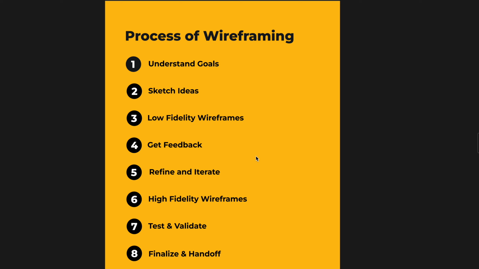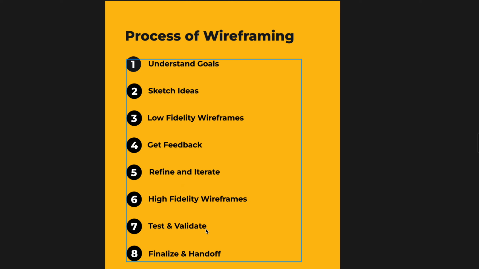Okay. Sixth point, high fidelity wireframes. As I said, at an initial stage, when you're sketching your ideas, you create a low fidelity wireframe, and post that you create a high fidelity wireframe. Once you have these high fidelity wireframes, you test and validate. Let's say you create a prototype, you try to test the entire user flow. You need to validate this with users again. And once this is done, you finalize and give it a handoff. Handoff means giving it back to the product manager.